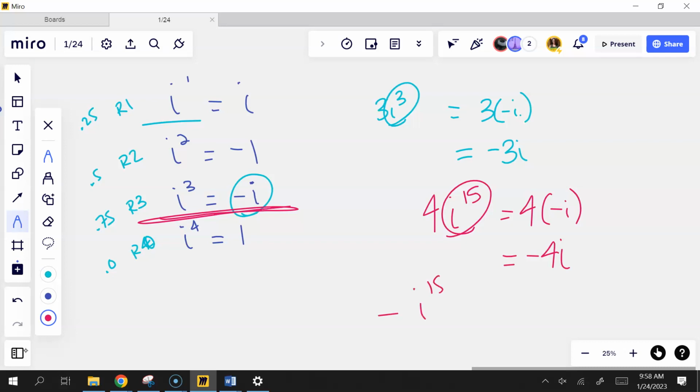Negative i to the 15th. So same scenario, everything stays the same except for the i. So the negative stays out here. This becomes negative i, and now 2 negatives make a positive, so it would just be i. Does that make sense? i is not negative. i is the square root of negative 1. Does that make sense? What if it was 3i to the 14th?